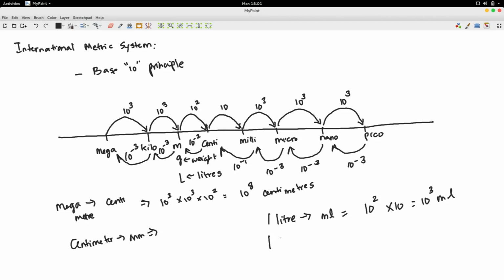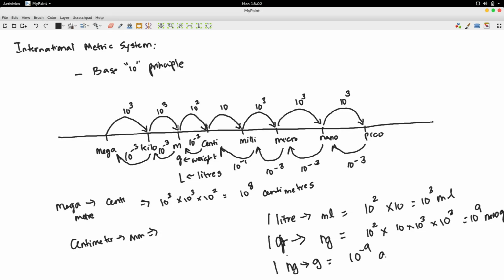If you want to convert 1 gram to nanograms, you can just start at gram, which is right over here. You'll multiply 10 raised 2 times 10 times 10 raised 3 times 10 raised 3, which will be 10 raised 9 nanograms. So 1 gram is 10 raised 9 nanograms. If you went the other direction, 1 nanogram would be 10 raised negative 9 of a gram.